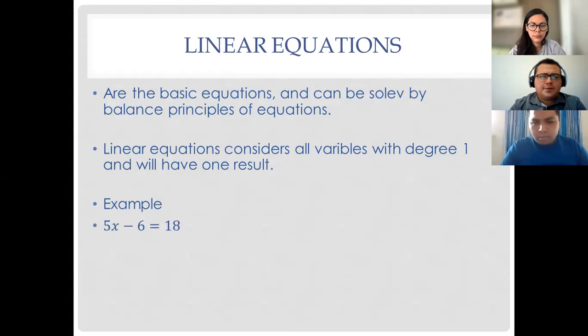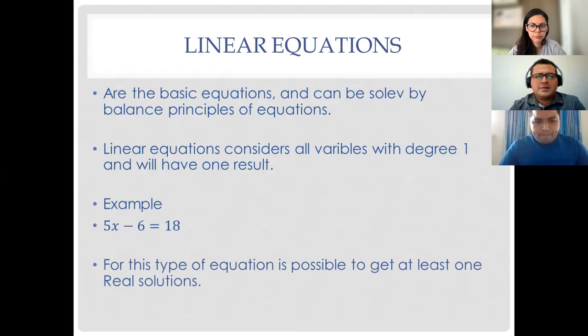Here you have an example. I think we have been trying some of these ones. And of course, you can get the solution. One important idea: for this type of equation, it's possible to get, listen, at least one real solution. What does at least mean? At least one real solution. What do you think at least one real solution means?